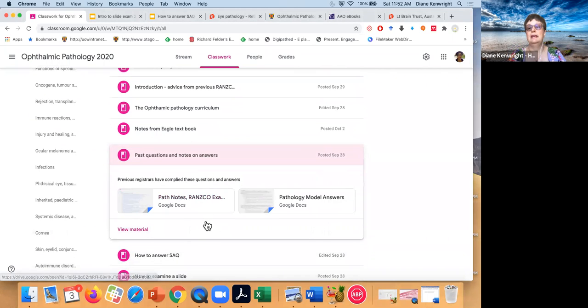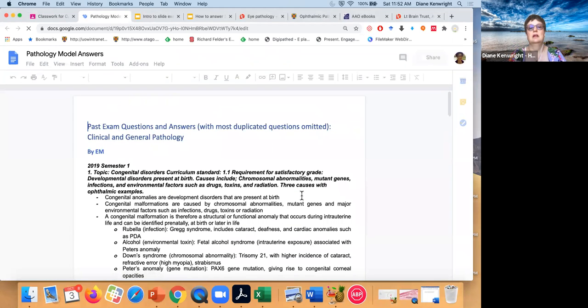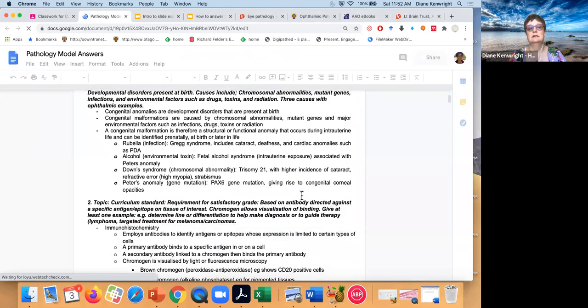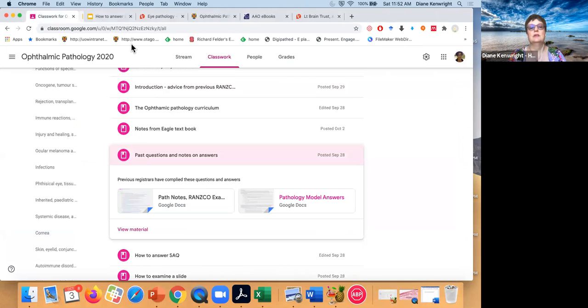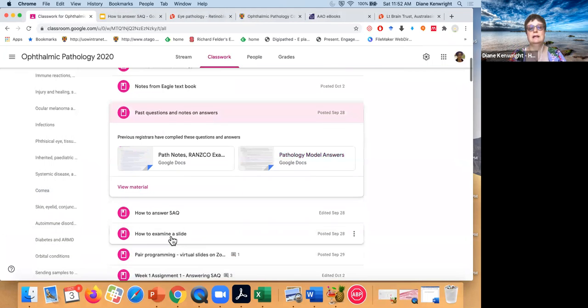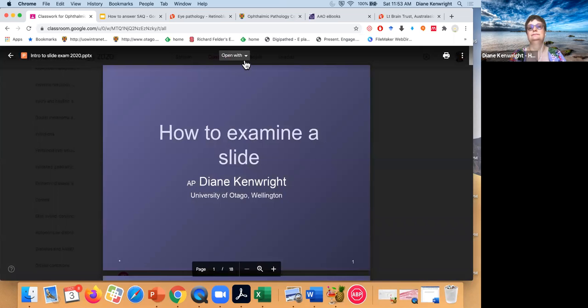Okay, there's two of them here. So they have discovered a whole lot of questions and answers, which is quite useful for everybody to learn from. But the talk that I'm going to give now is how to examine a slide. So let's open up how to examine a slide.